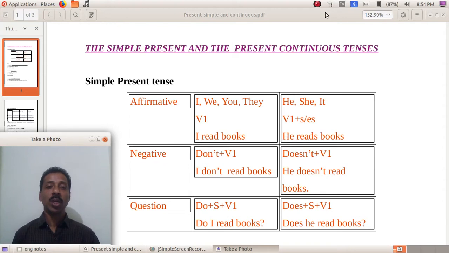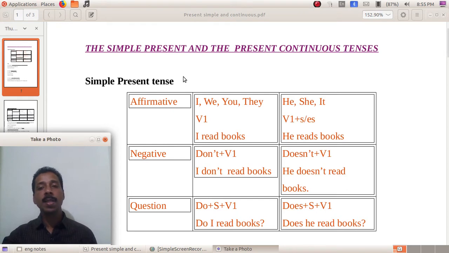Today we will discuss the uses of the simple present tense and the present continuous tense. So you have already learned the 12 tenses and the auxiliary verbs that we use to make different tenses. And now we have to come to the uses of these tenses also. Okay, so first is simple present tense.